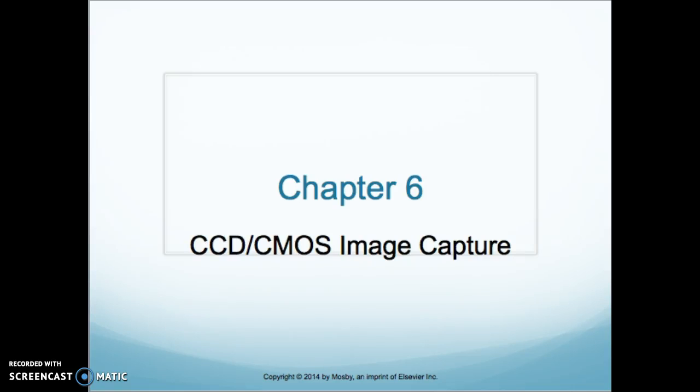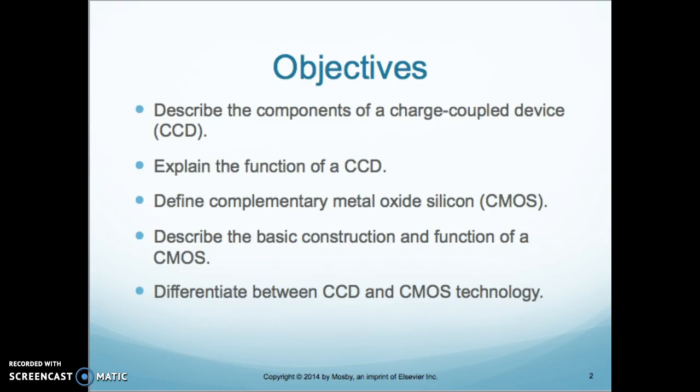Okay, so we're going to talk about Chapter 6 in your digital radiography and PACS, your Carter book. Chapter 6 is covering the CCD and the CMOS. Within this chapter, you have some objectives that you're going to need to be able to answer so that you can do well on your exam. So go ahead and read those.